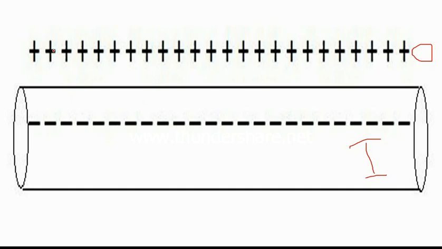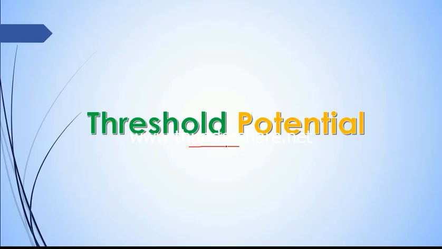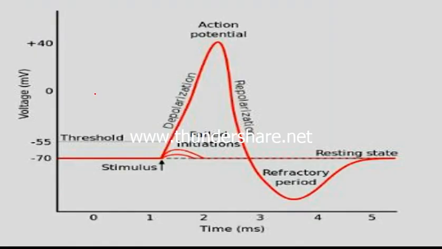All the cells have charges like this, but special types of cells can respond to a stimulus and they change their location of charges. It means inside will be positive and outside will become minus. This condition is called depolarization. I will explain it later. So first, before the depolarization definition and explanation, I want to explain the threshold potential.